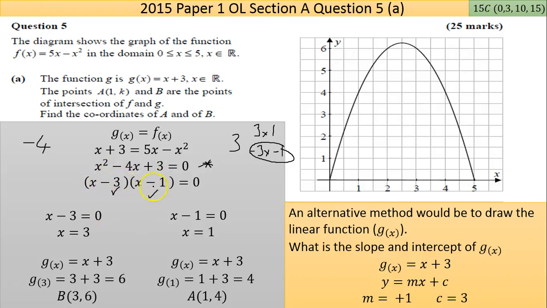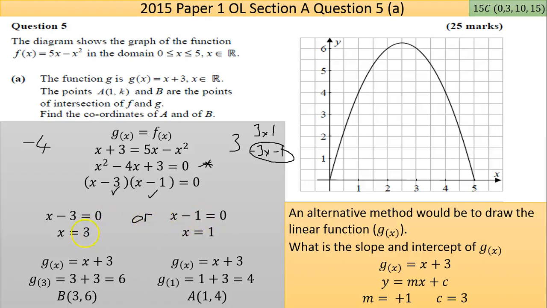If two things multiply together give 0, the assumption is that one of them is 0. Now if one is 0, both could be 0. So that's why I'm able to make the statement: x minus 3 is equal to 0, or, I should put that in there, x minus 1 equals 0.